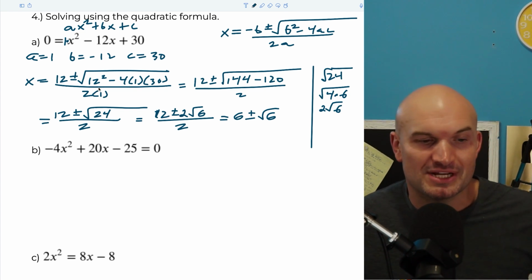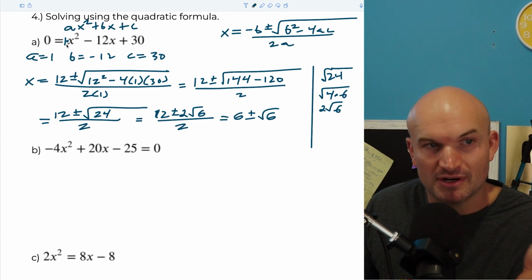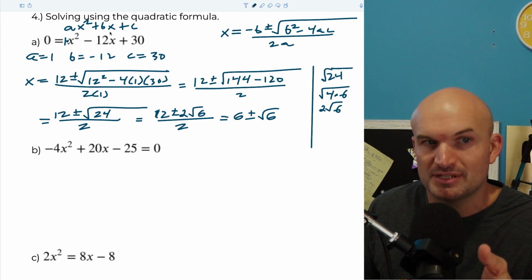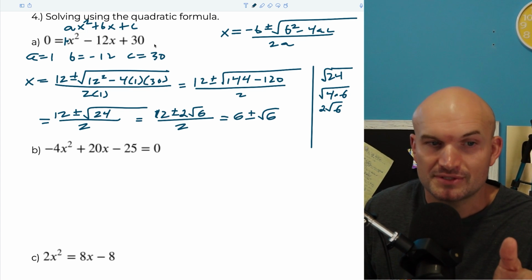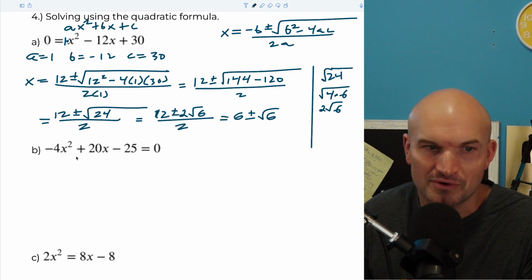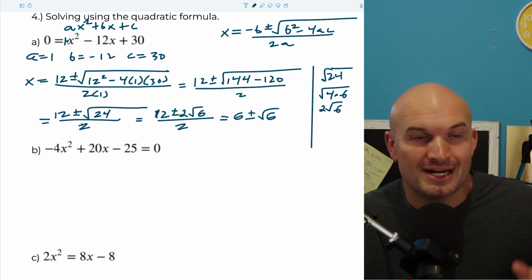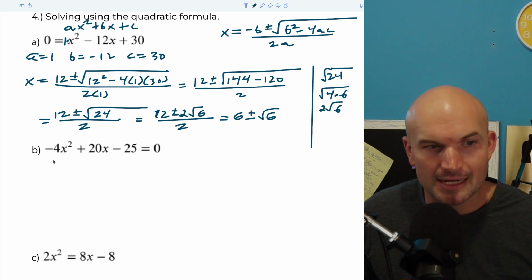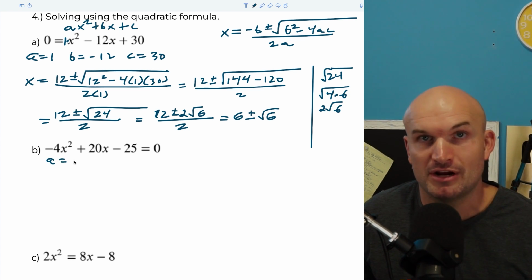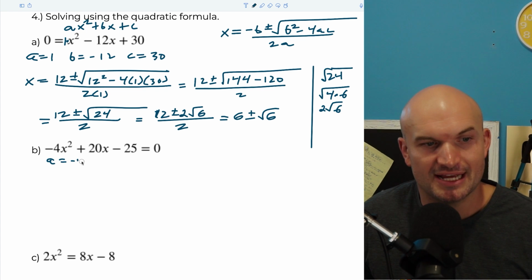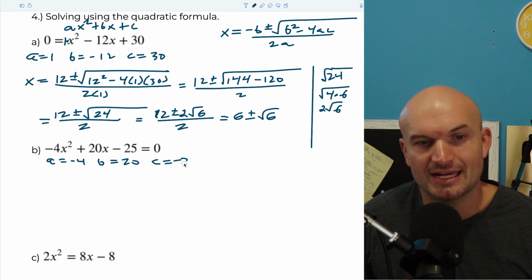Now the main important thing, which I didn't explain in this one, is that whenever you're doing ax squared plus bx plus c, you just have to make sure it's equal to 0. It doesn't matter if it's 0 equals or that is equal to 0, you just need your quadratic equal to 0. Then you can properly identify your a, b, and c. So in this case, my a is negative 1, my b is equal to 20, and my c is equal to negative 25.